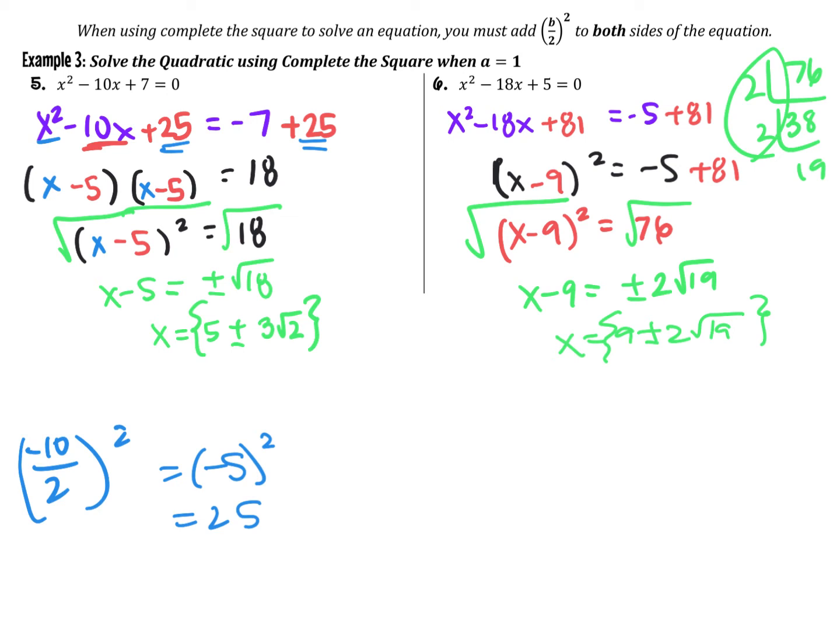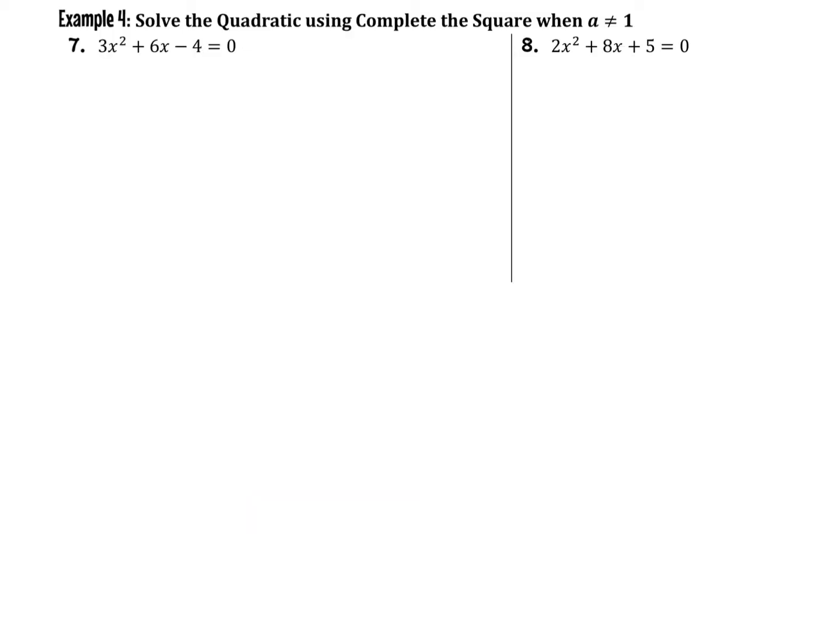Okay, so something I want to point out is that all the examples we've done so far have just had x squared as our first term. What happens if there is a different number in front of x squared? What happens if there's a 2 there or a 7 there? How do we work with completing the square when we don't have an a value, that ax squared value, when a isn't 1? Okay, so for these next two examples, our a value, if we're thinking about ax squared plus bx plus c equals 0, is not equal to 1.